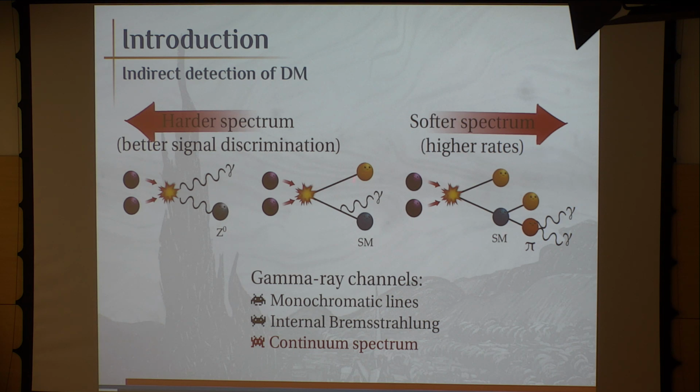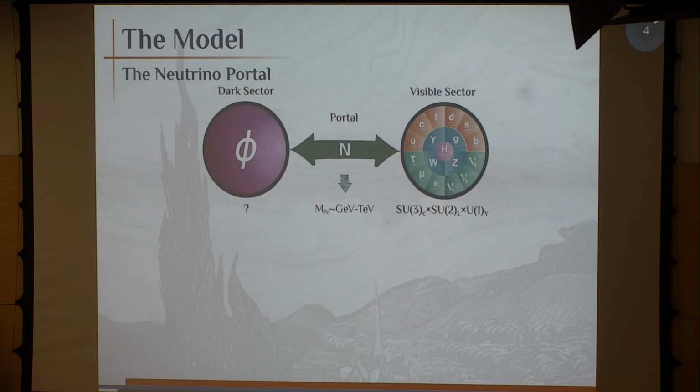If they are produced in a secondary or tertiary vertex, then we talk about internal Bremsstrahlung, and then we generate a continuum spectrum when they are produced at the end of a cascade chain. These are the ones that we are interested in here, that produce higher rates but softer spectrum. So that's for indirect detection.